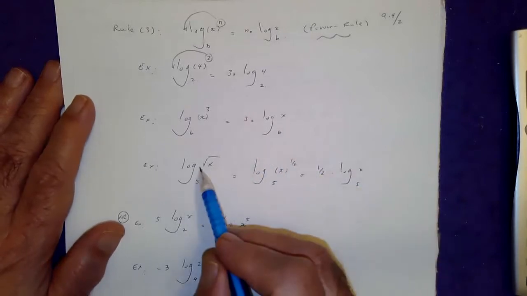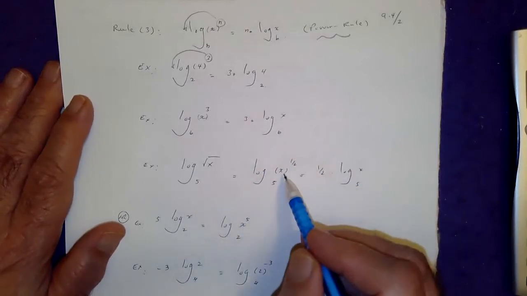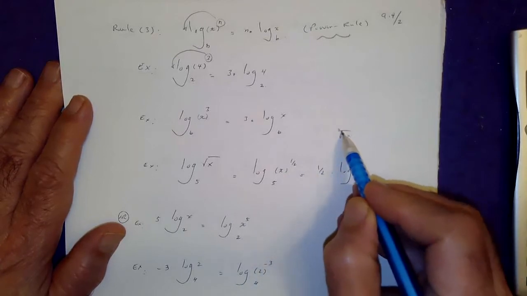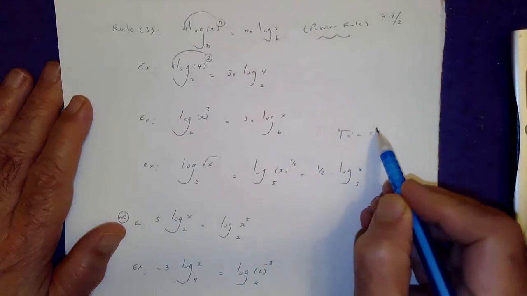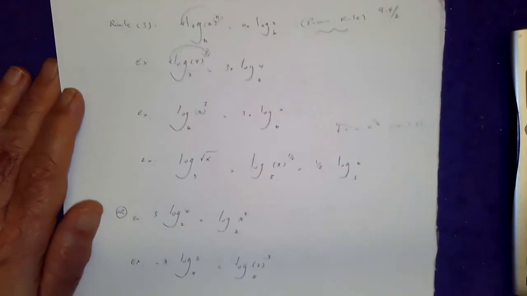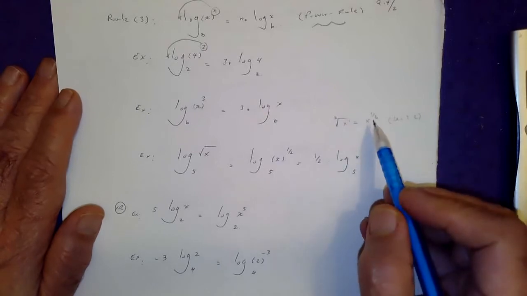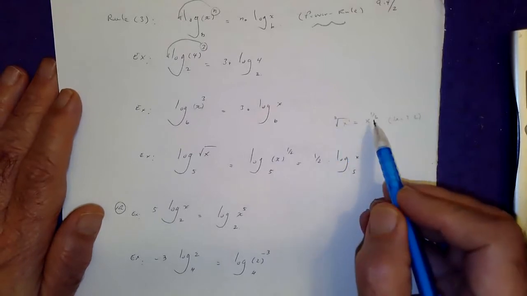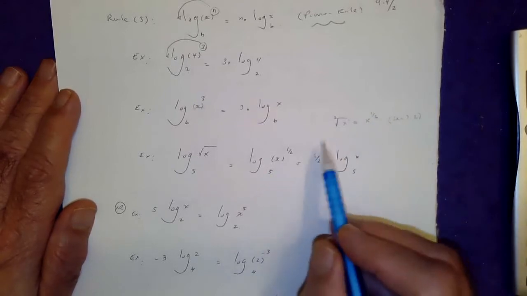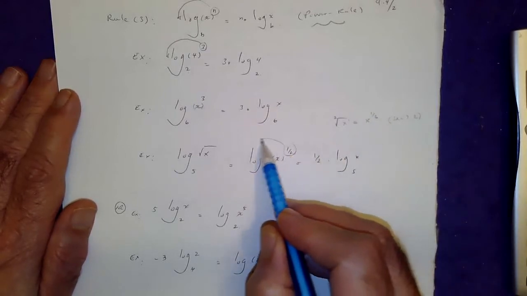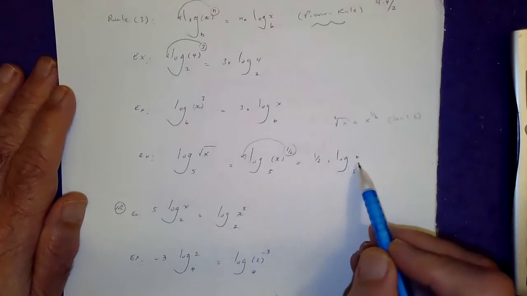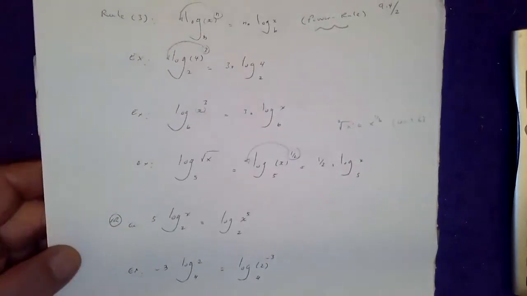Log of the square root of x base 5 equals log of x to the power of 1/2. Remember, square root of x is exactly the same as x to the power of 1/2. Remember section 7.2, where you can write radicals in terms of exponents with rational powers. So the 1/2, you can liberate the 1/2 and write it next to the log. So this would be 1/2 times log of x base 5.